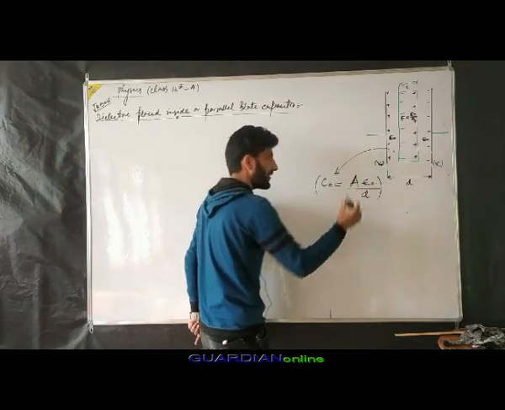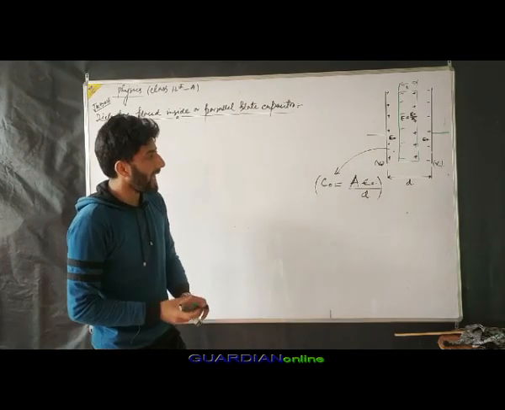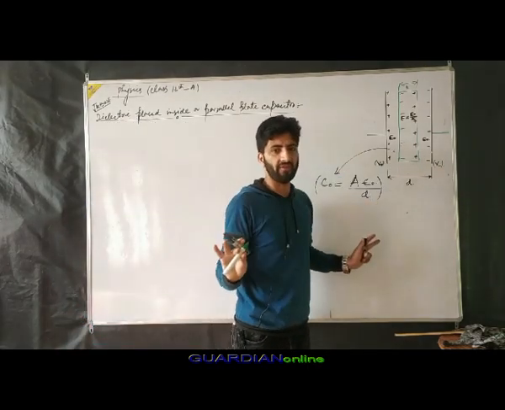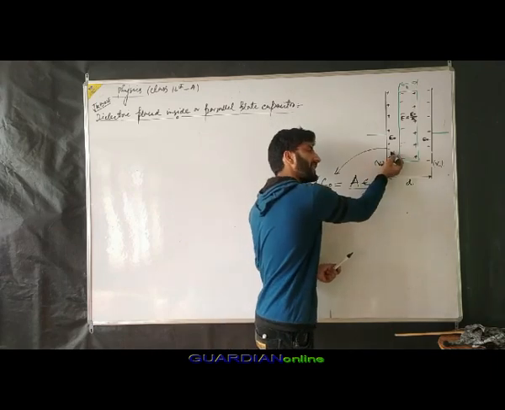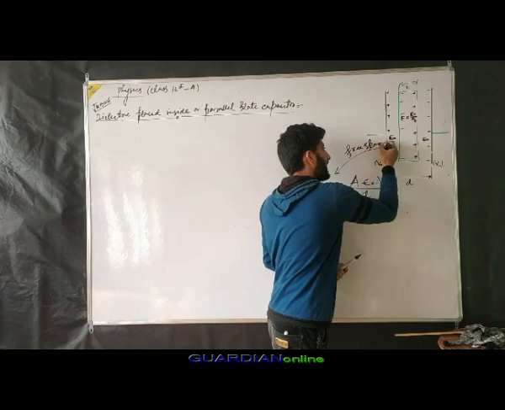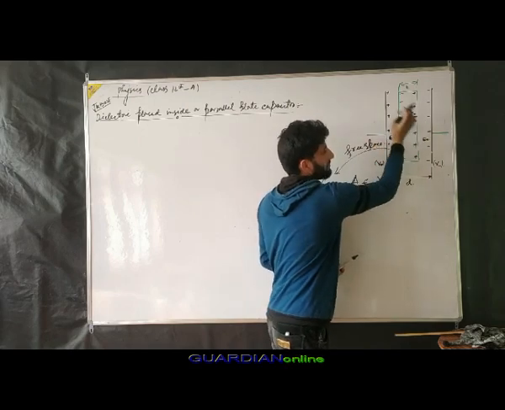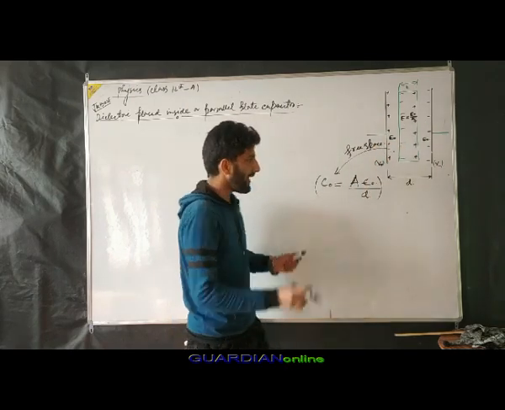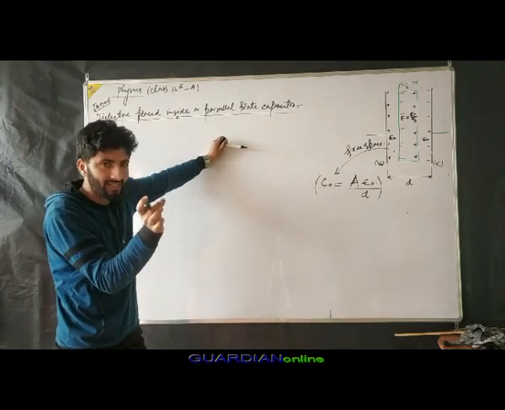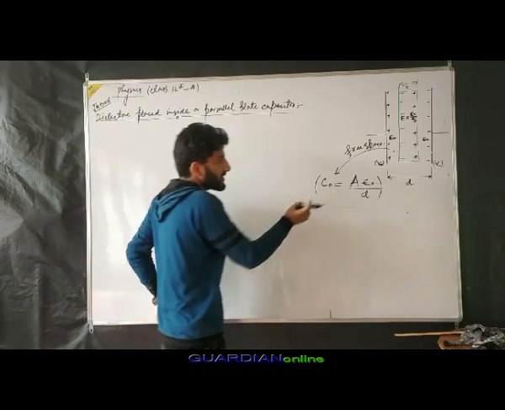In free space, the total capacitance was C naught equal to A epsilon naught by D. Now, when the dielectric medium of thickness T is introduced, this is the medium, and the rest is free space. The total thickness is present, with the dielectric medium, and the free space.